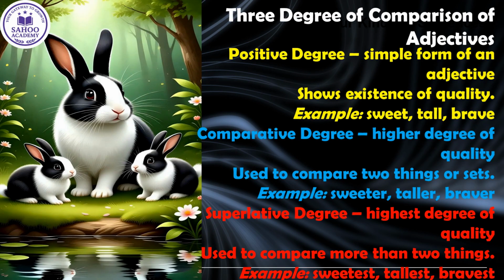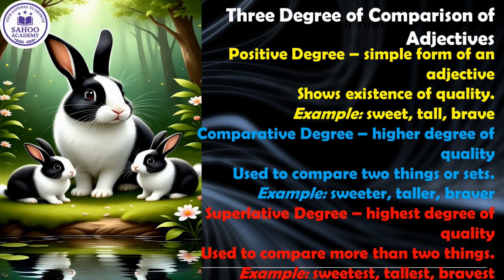Now let's understand the 3 degrees of comparison one by one. First is the positive degree. This is the simple form of an adjective. It only shows that a quality exists. For example, sweet, tall, brave. Like Rama is tall.